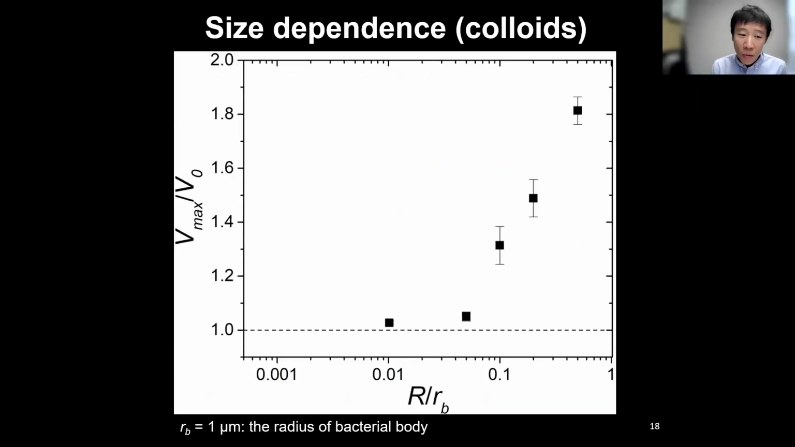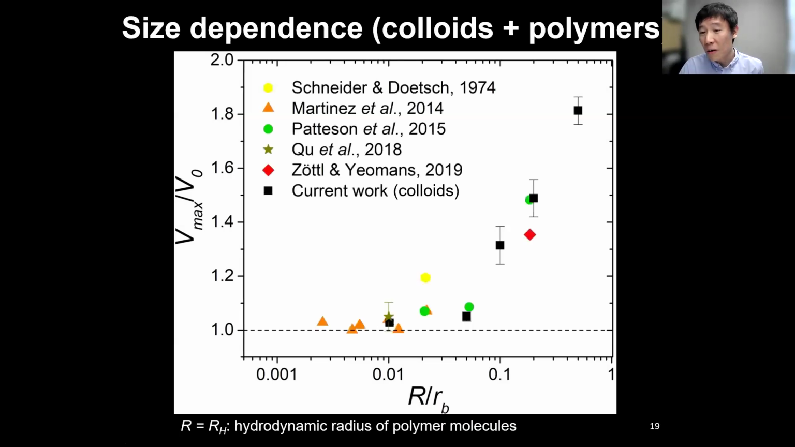Okay, so this is sort of a summary of what I've told you so far. If I plot the maximal speed enhancement that I see as a function of the size of the particle, normalized by the size of the bacteria, which is always 1 micron, you can see the larger the size of the particle, the faster the bacteria swim. Well, what's interesting is when you compare this with the polymer results.